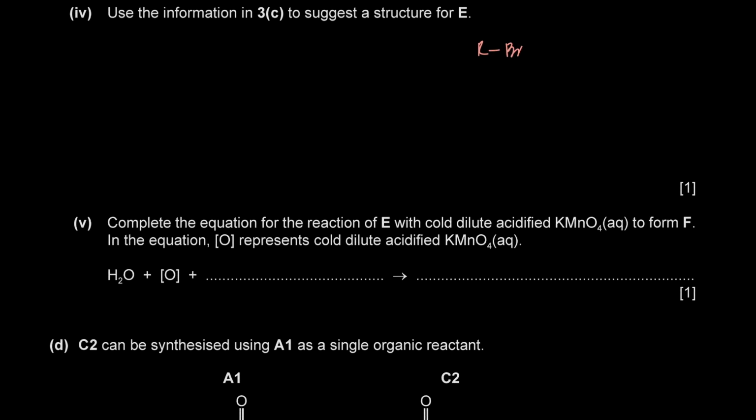And it also has a carbon-carbon double bond. So we have a carbon-carbon double bond, 3 carbon atoms, and a bromine atom over here. So this is the structure for compound E.